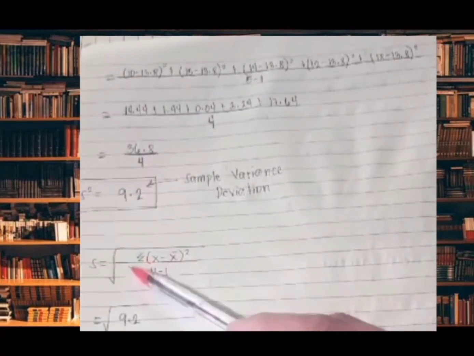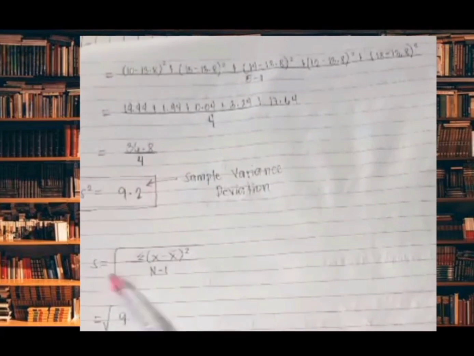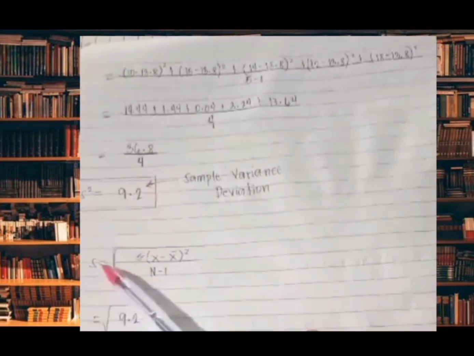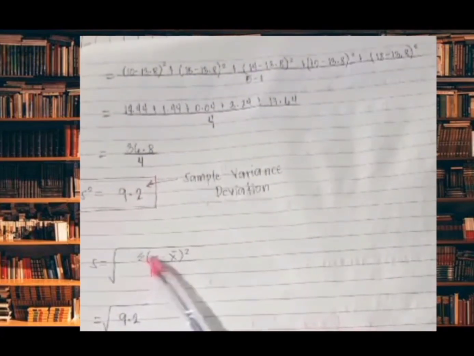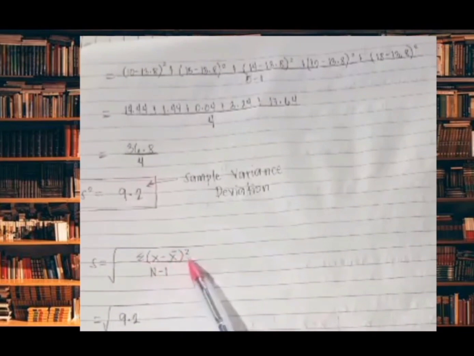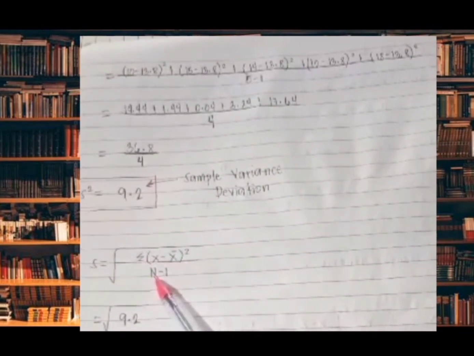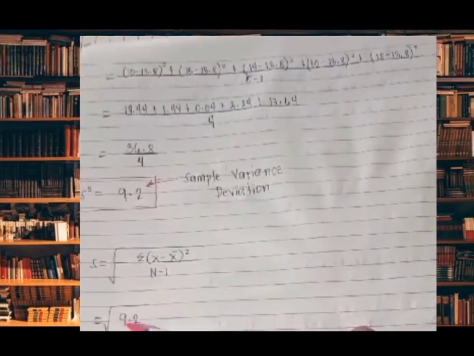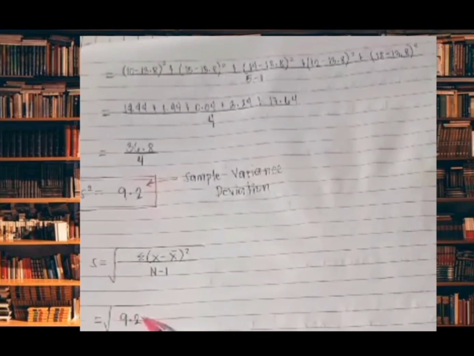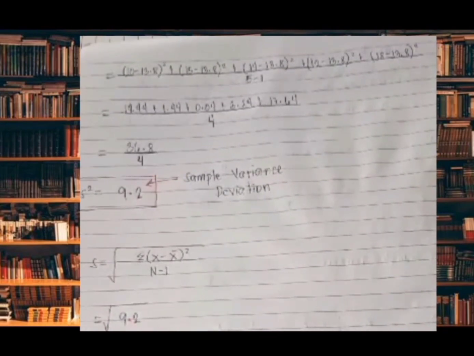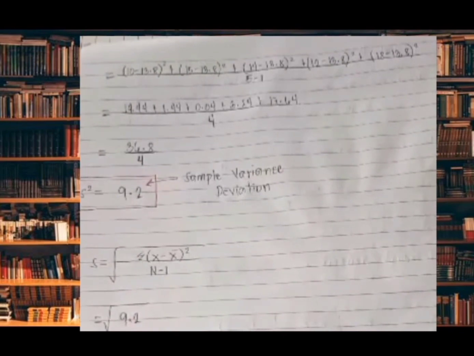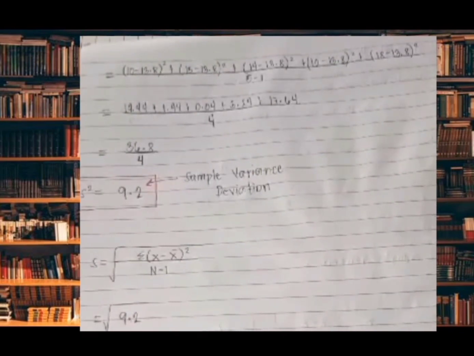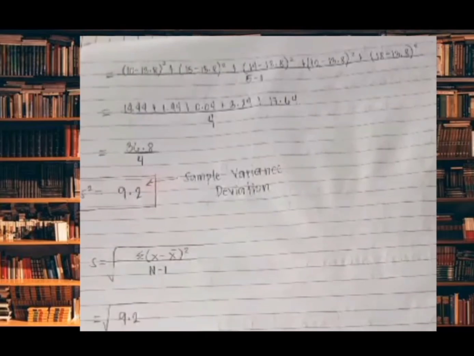By finding standard deviation for sample data, this is the formula. S equals the square root of summation of x minus x bar squared divided by the size of all numbers minus 1. We need to identify the square root of 9.2. So, the square root of 9.2 is 3.0335. So, this is the standard deviation of sample data.